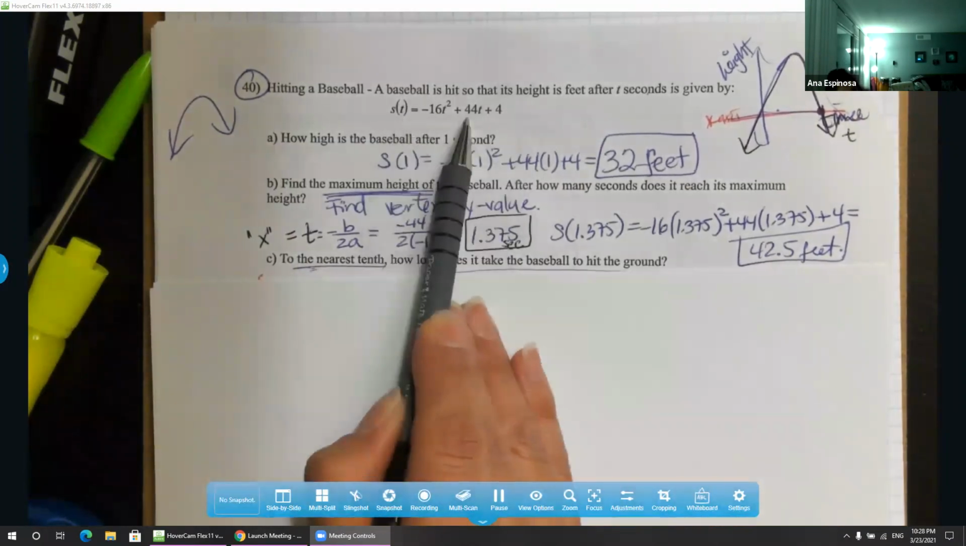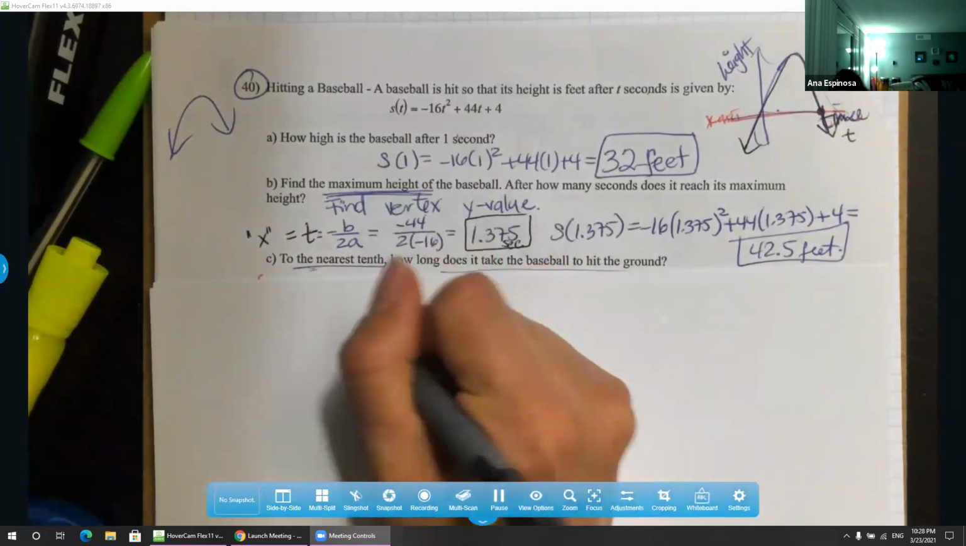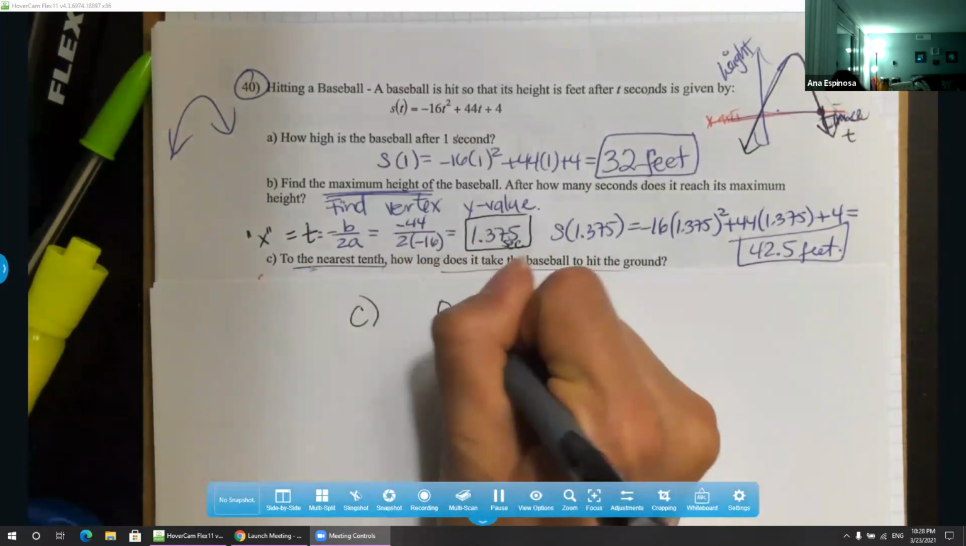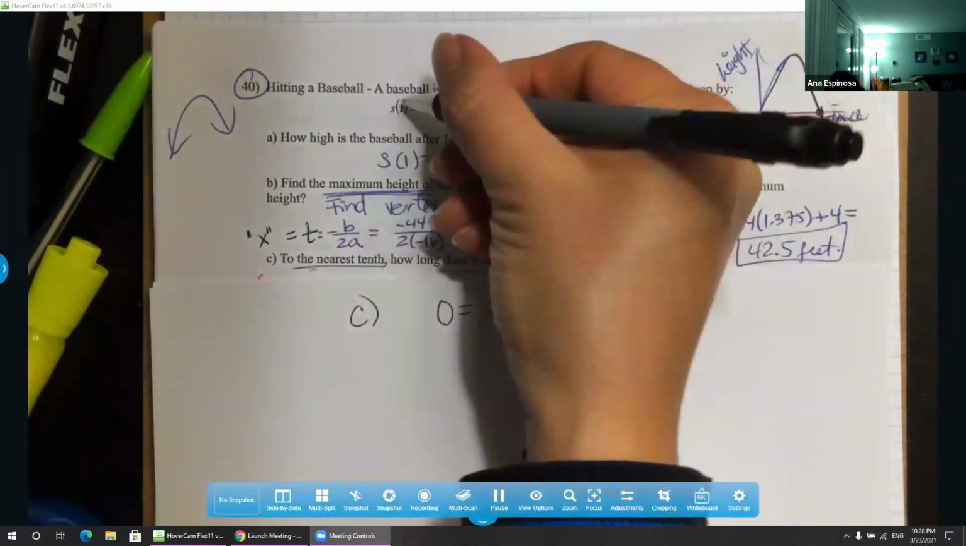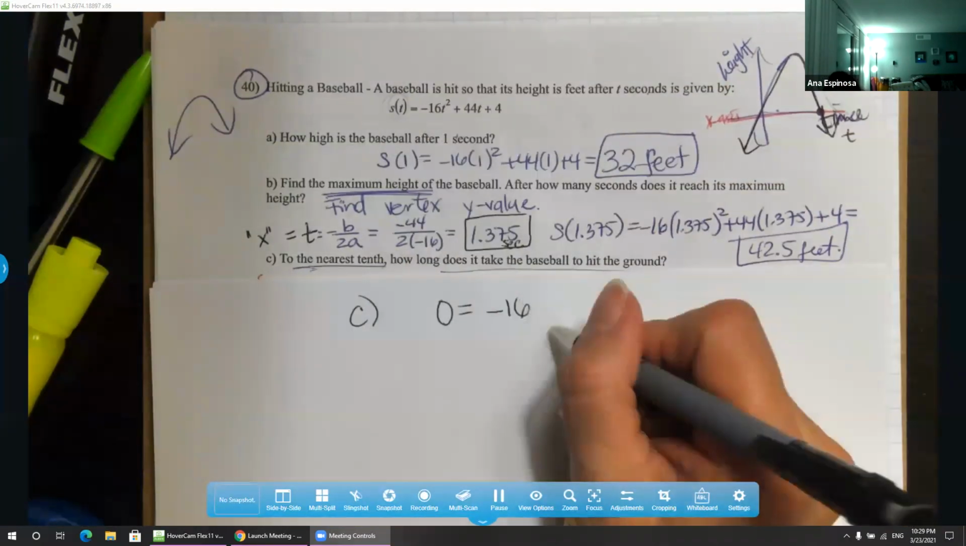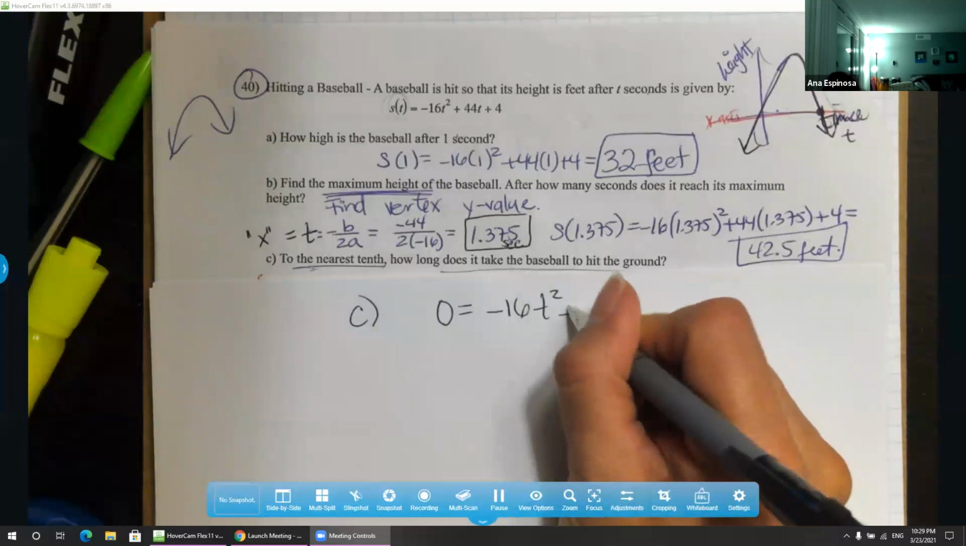Now the next question is, to the nearest tenth, how long does it take the baseball to hit the ground? You go back to this equation. So for part C, you need to set the equation equal to 0 because the height, which represents this whole function, is 0. That's when it'll hit the ground.